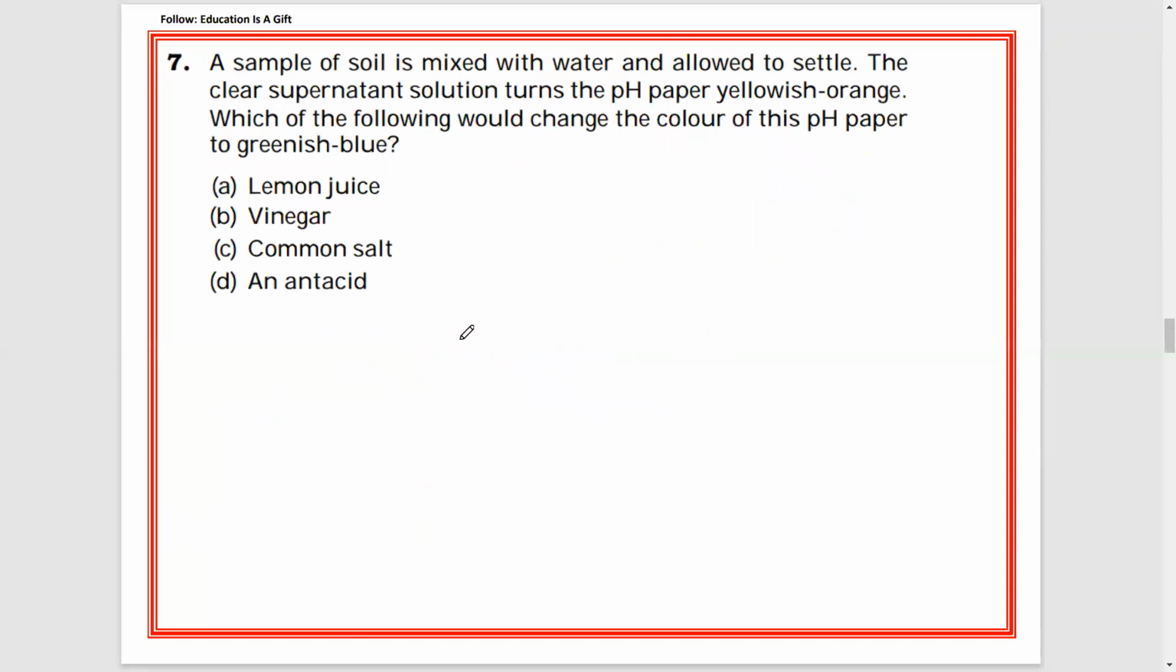Next, a sample of soil is mixed with water. So they took some soil from a garden and mixed some water into it and allowed it to settle. The clear supernatant solution turns the pH paper yellowish orange.